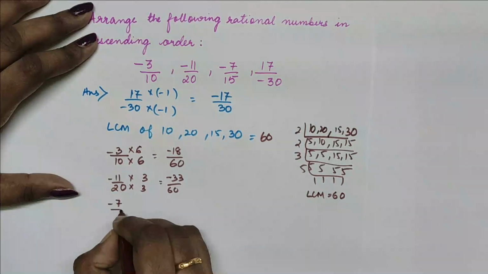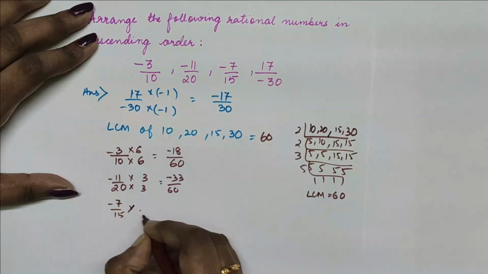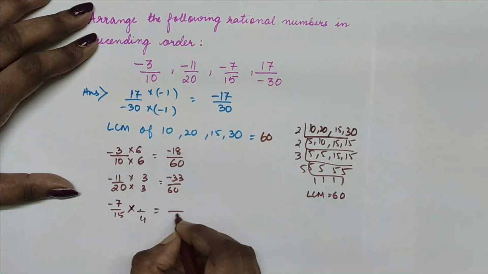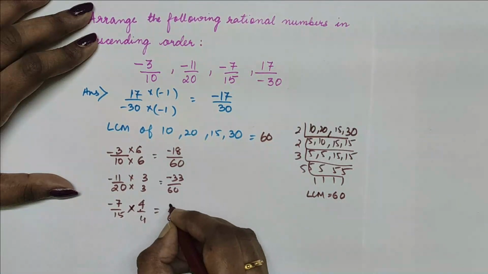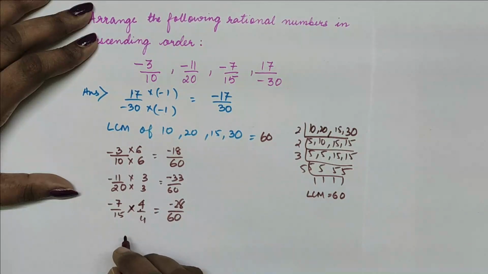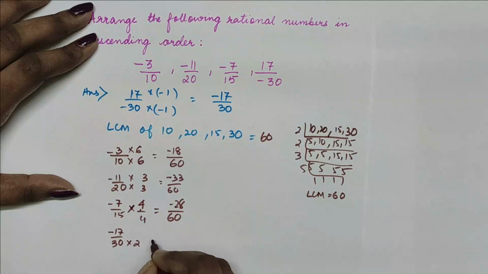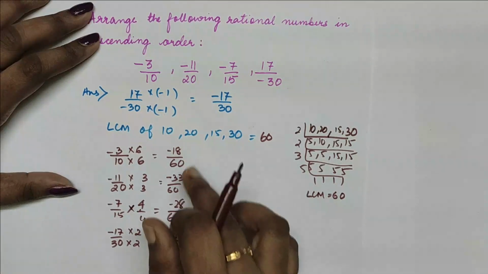Then minus 7 into 15. So into 4 can give me 60. So into 4 in the numerator, that is minus 28. And minus 17 into 30. So 2s are 60. So 17 2s are minus 34. So I've got all the rational numbers with the same denominator 60.